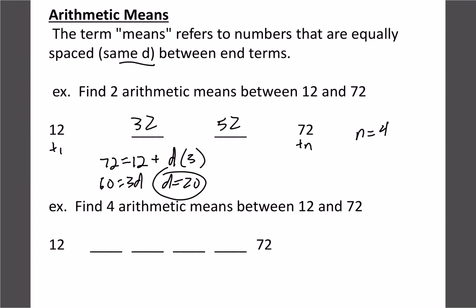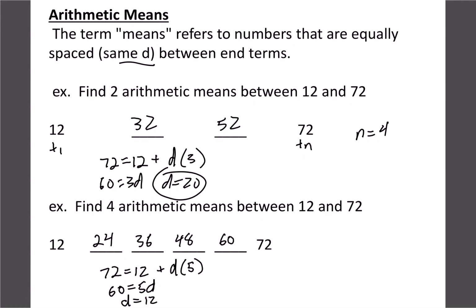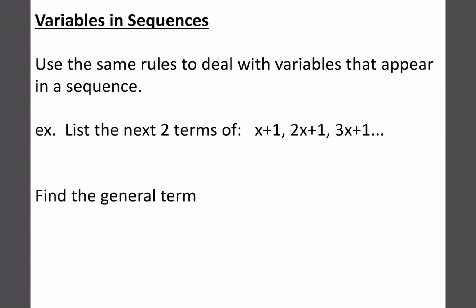So once we figured out our d, we can now solve for those arithmetic means pretty easily. So the same numbers again, except now we've got 6 terms. So we can plug it into the formula. 72 equals 12 plus d times 6 minus 1, which would be 5. So we get 60 equals 5d. Divide by 5, we get 12. So in this case, we're going to be adding 12 each time. So we'd have 24, 36, 48, 60, add 12 again, gives us 72. Okay, so anytime you're looking for arithmetic means, that's usually the best way to go, is solve for d, and then once you have that, you can plug in any missing number.